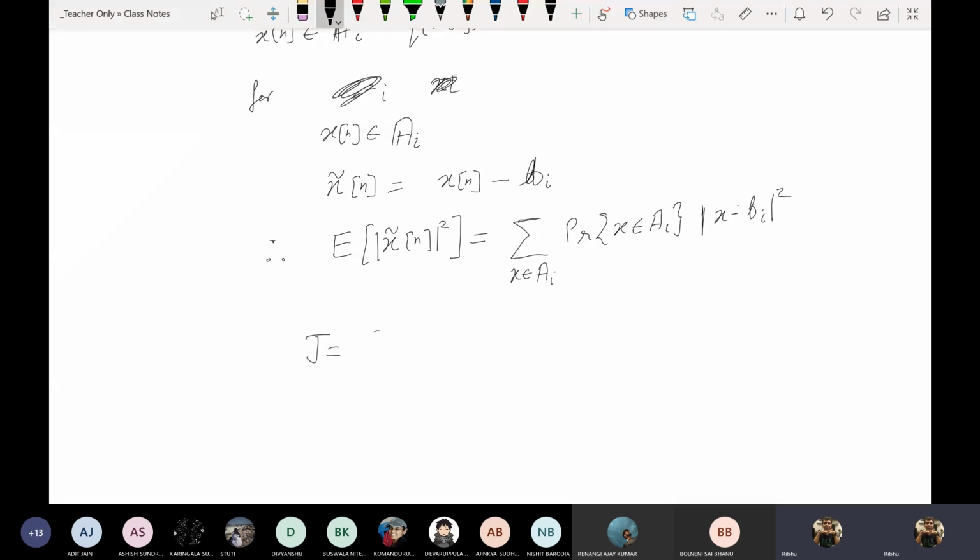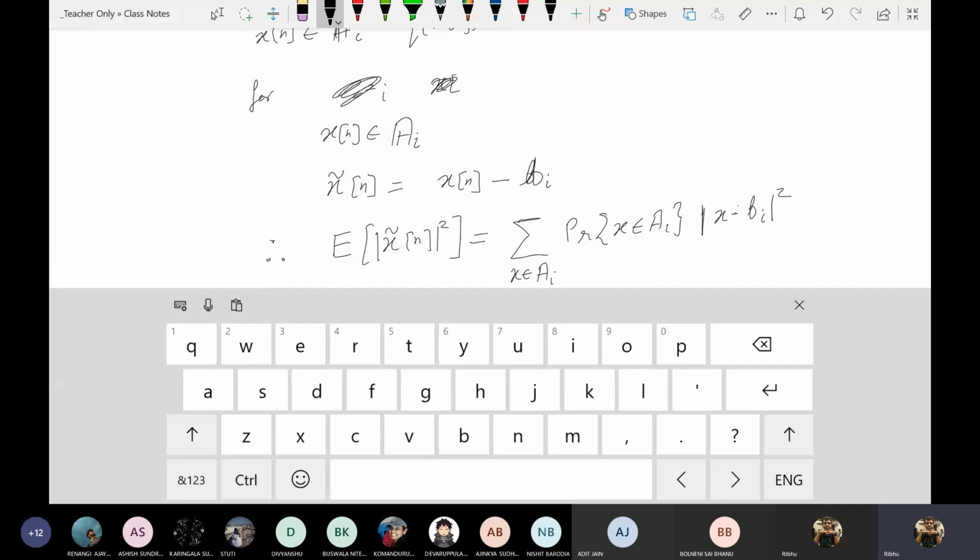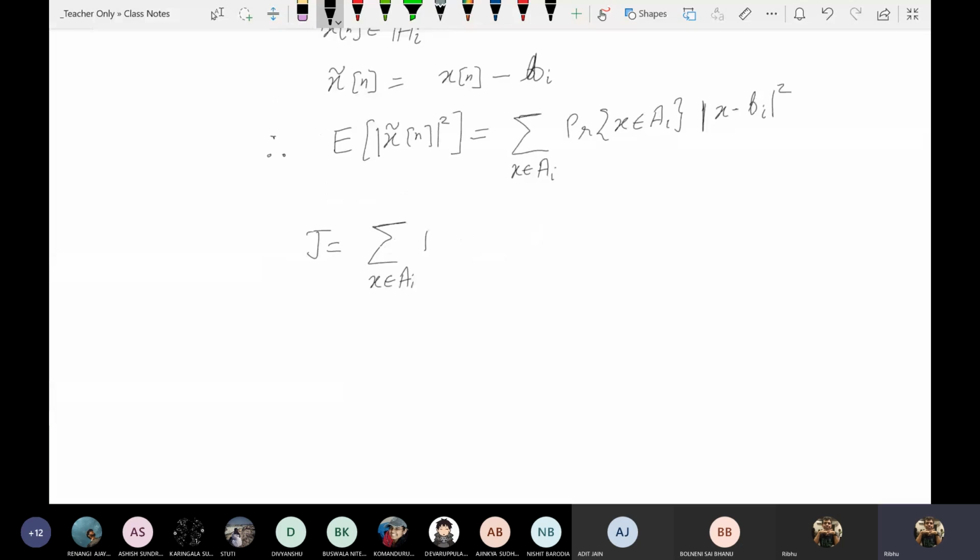J equals summation... Sir, your screen is actually stuck on expectation external. Oh, okay, now it is visible. Okay, yeah. So now look at it, if it is okay. Fine.